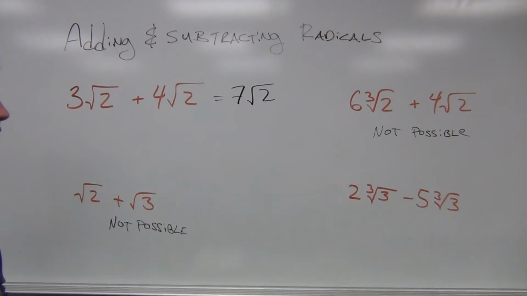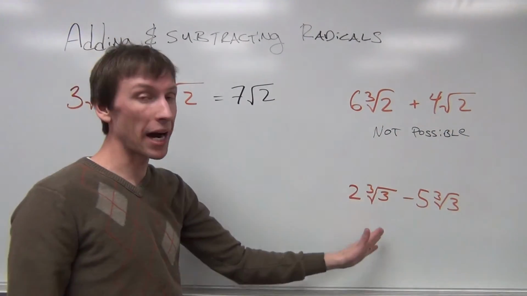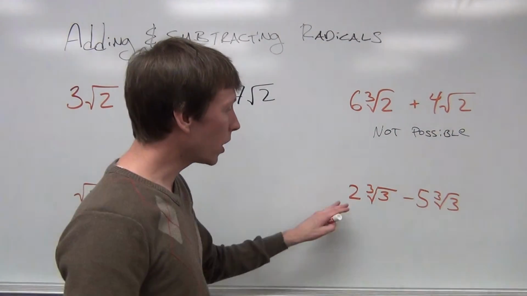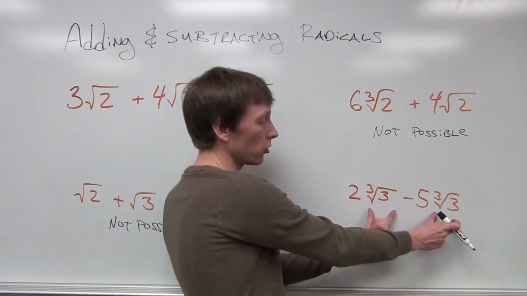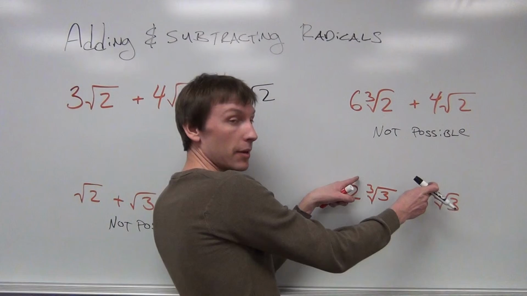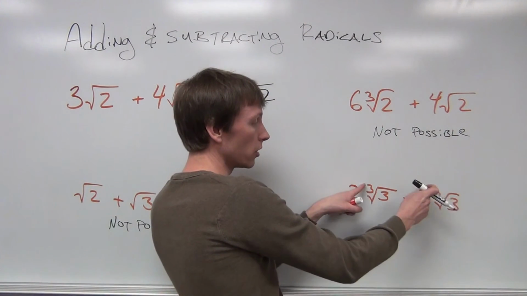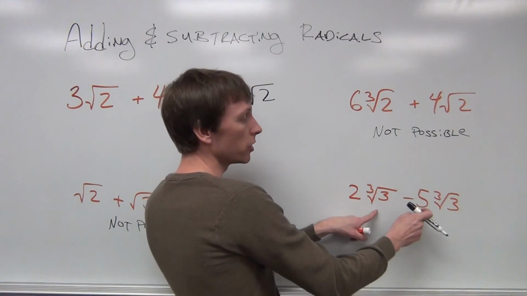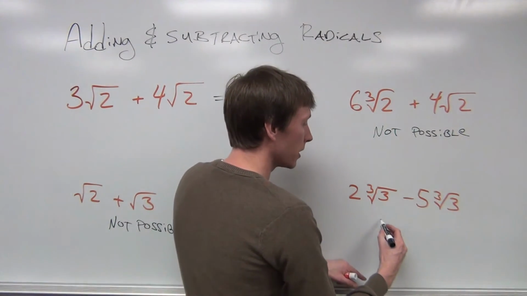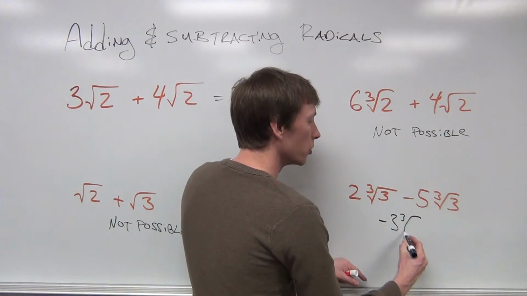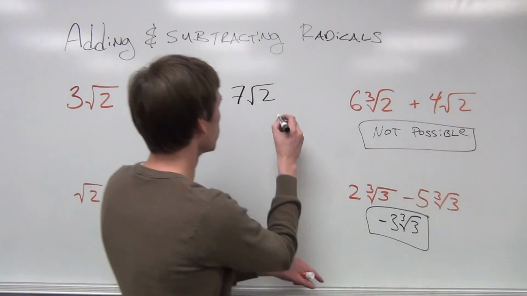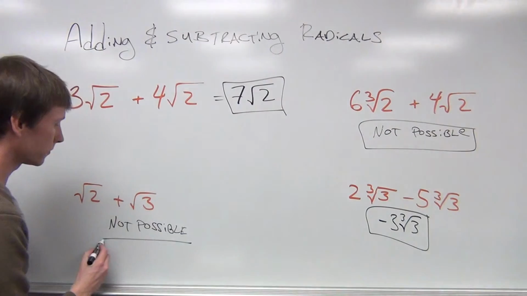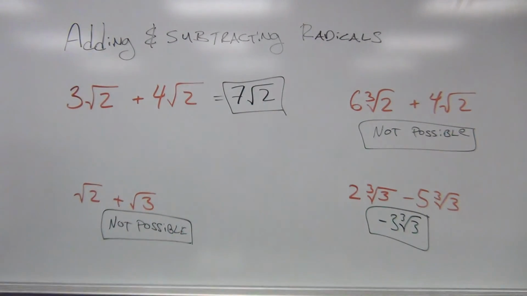Finally, over here, we have 2 cube roots of 3 minus 5 cube roots of 3. When we subtract, we've got the same type of radical, the same radicand and the same index. So we have the cube root of 3. We've got 2 cube roots of 3 minus 5 cube roots of 3. That makes negative 3 cube roots of 3. When adding and subtracting radicals, you simply combine like terms.